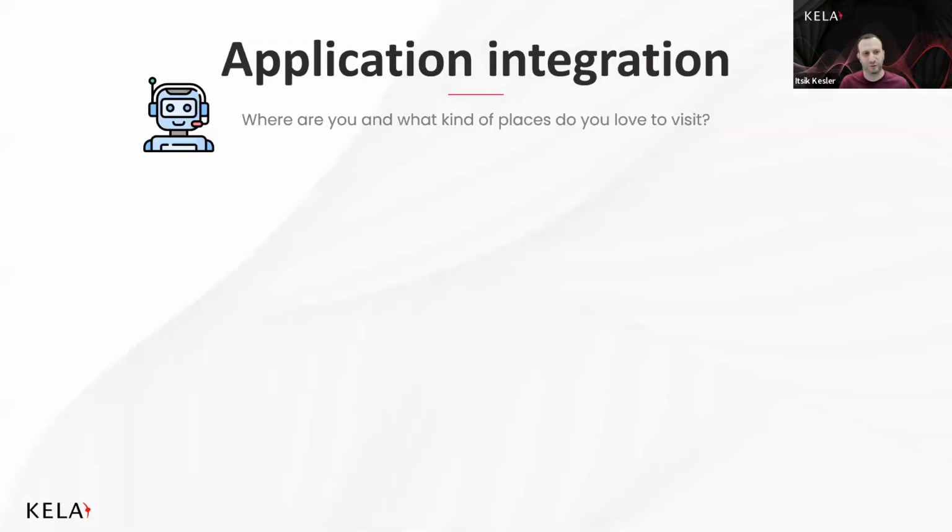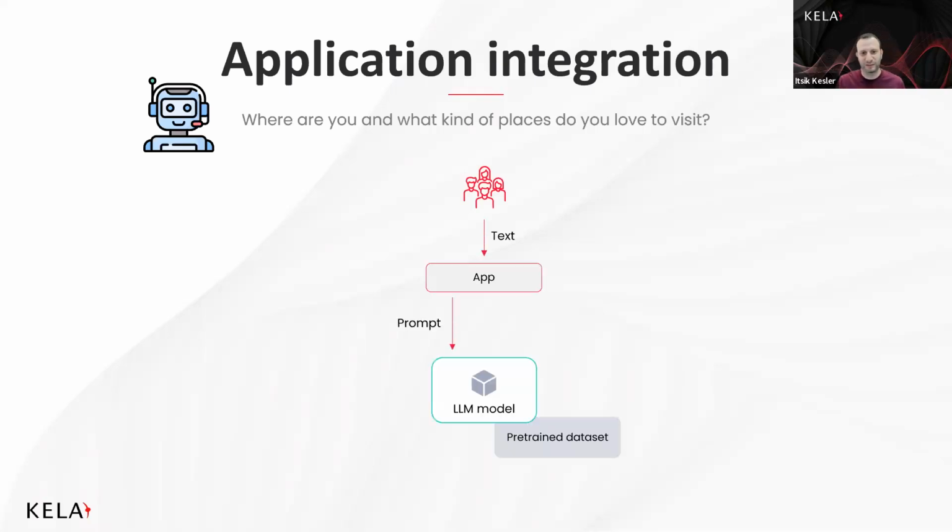Let's take this scenario. How does this scenario look from the application point of view? The first thing that I will ask the user is, where are you and what kind of places you love to visit? The user will then enter their text into the application. The application will take the text, inject it into a prompt, and send it to the LLM model.